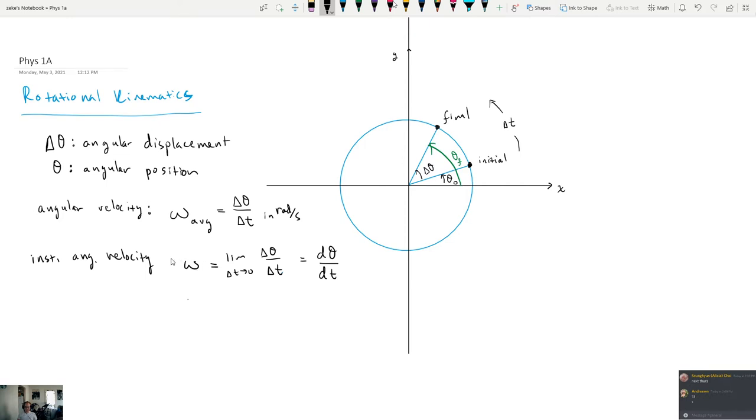So we use that symbol omega. All right. Now, when we defined velocity in like the third chapter, we said the velocity was a vector, and angular velocity is also a vector, okay? But the way that it's a vector is a little bit different.